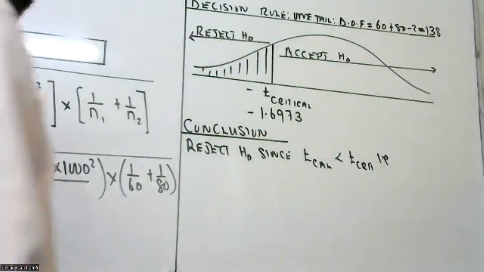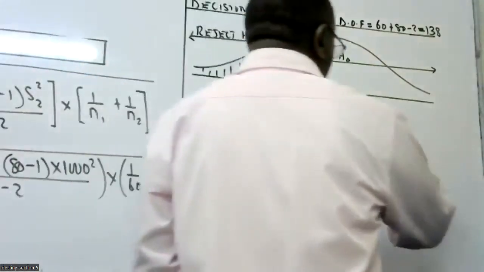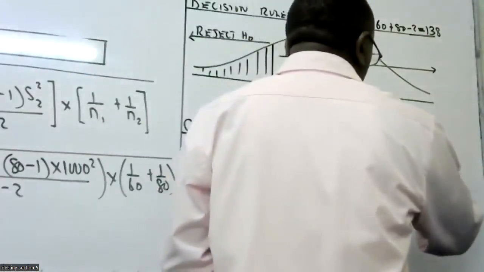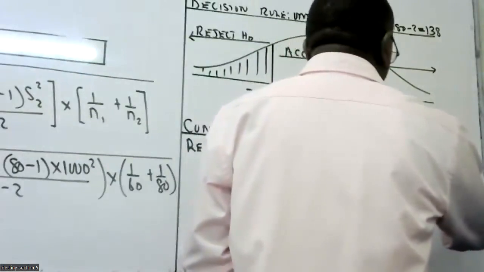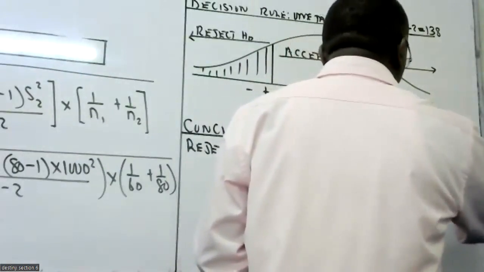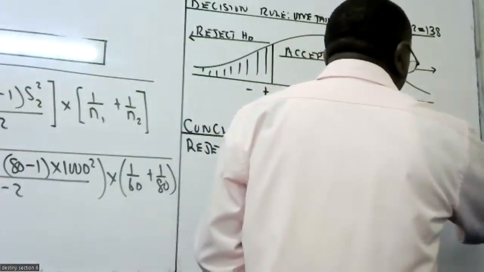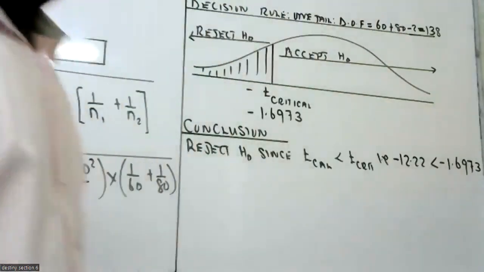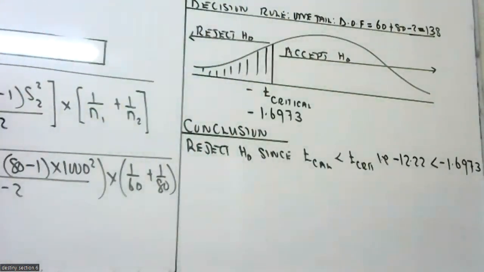That is, minus 12.22 is less than minus 1.6973. Is less than.